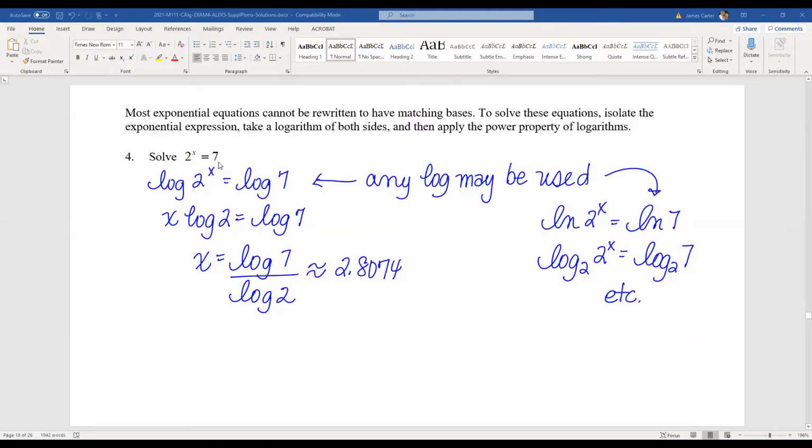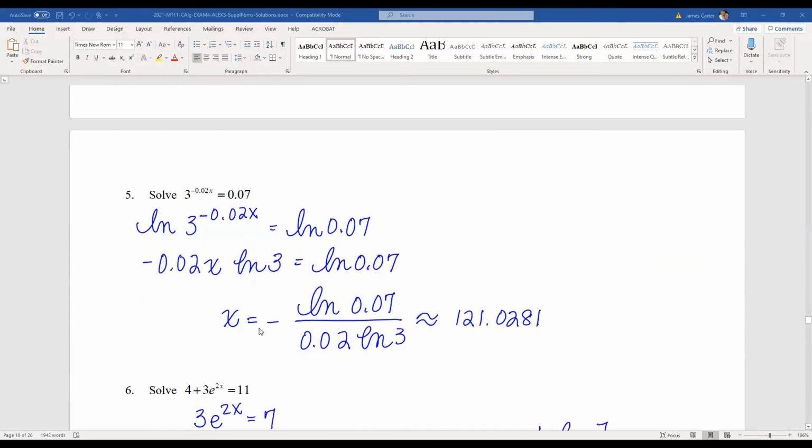This time we do not have compatible bases. Your strategy when you don't have compatible bases is you take either log on both sides or natural log on both sides. It doesn't matter whether you use log or natural log most of the time, unless there's an e in it, in which case you would definitely want to use natural log. We use the power rule to bring the x out front. Then after that, we divide both sides by log base 2. And in your calculator, you convert it to a decimal if that is requested. Otherwise, you could leave it as log 7 over log 2.